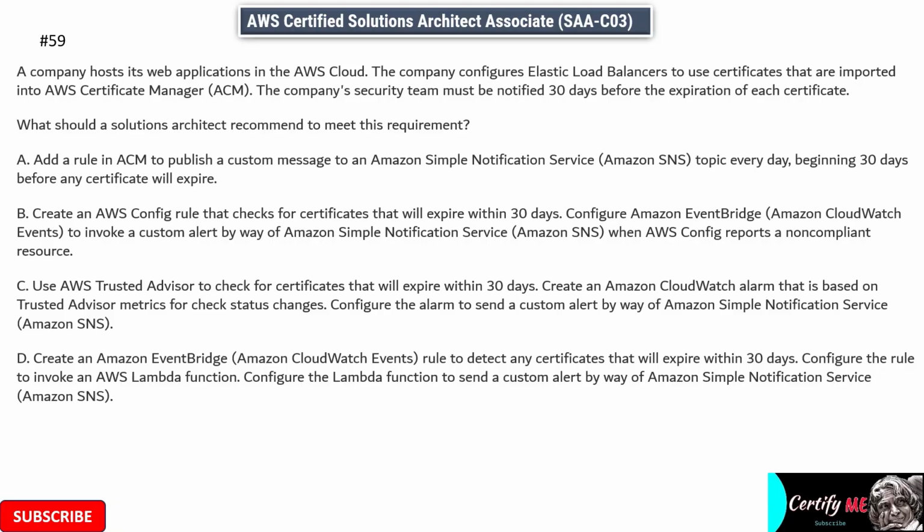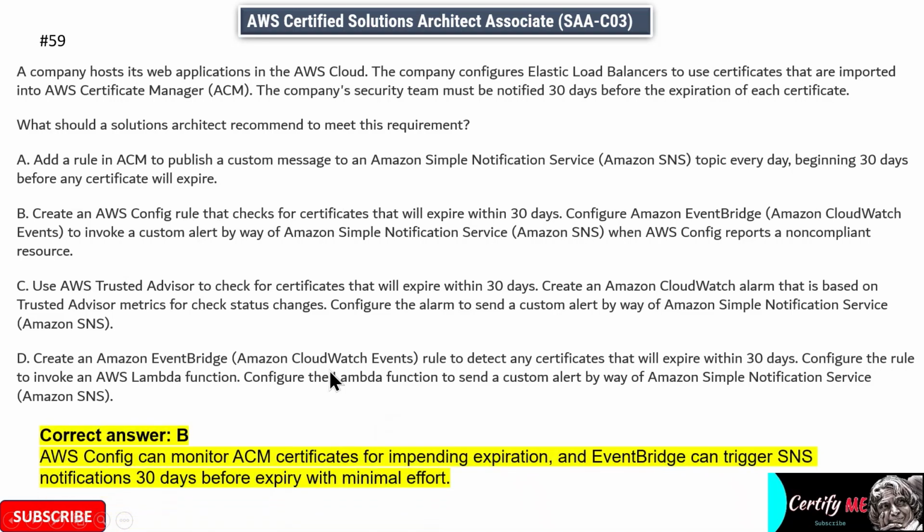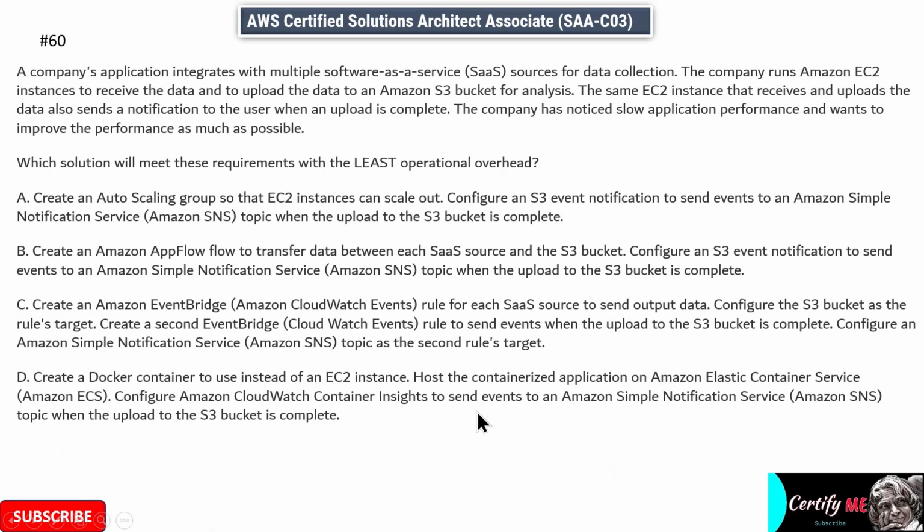The correct answer is option B. Create an AWS Config rule that checks for certificates that will expire within 30 days. Configure Amazon EventBridge to invoke a custom alert by way of Amazon Simple Notification Service when AWS Config reports a non-compliant resource. AWS Config can monitor ACM certificates for impending expiration, and EventBridge can trigger SNS notifications 30 days before expiry with minimal effort. Next question.